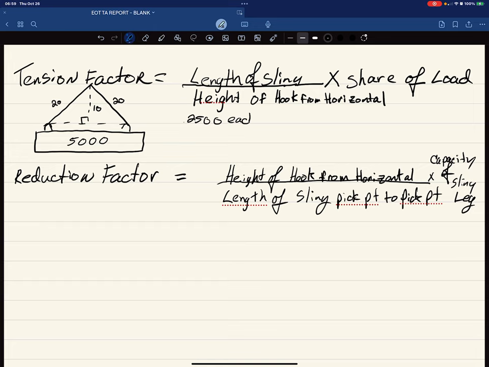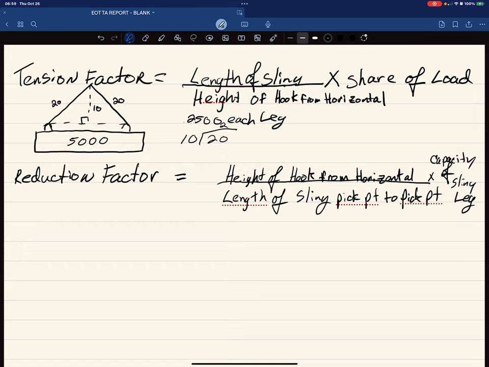Now we know that's not truthful because we are not in a vertical situation. So we have to figure out what our tension factor is. In order to determine our tension factor, we would divide 20 divided by the 10, and we would get a 2.